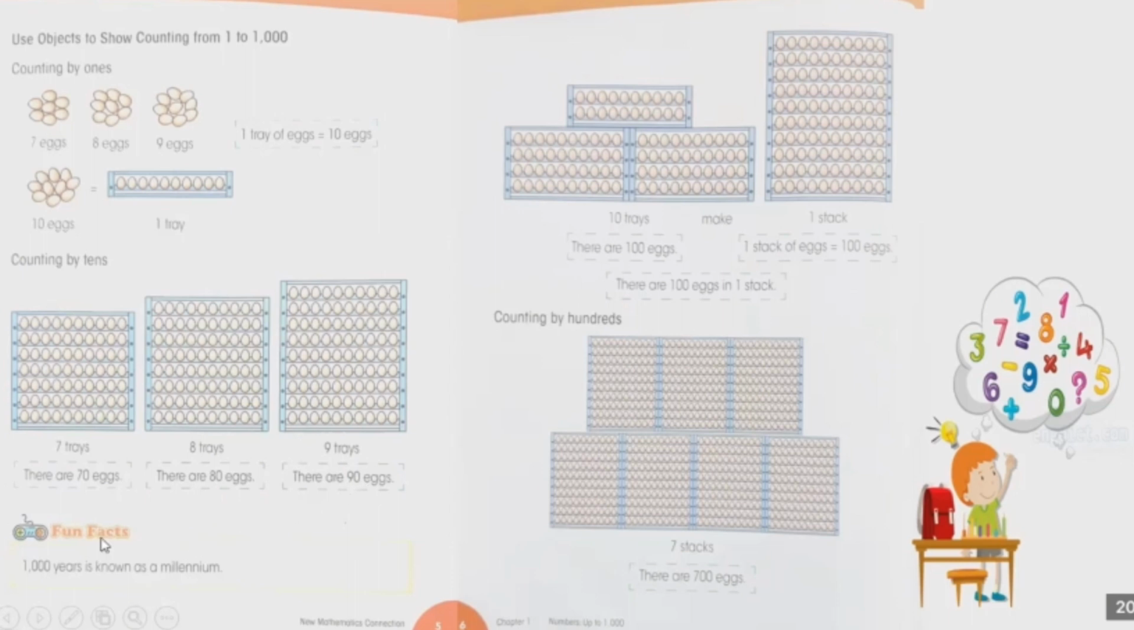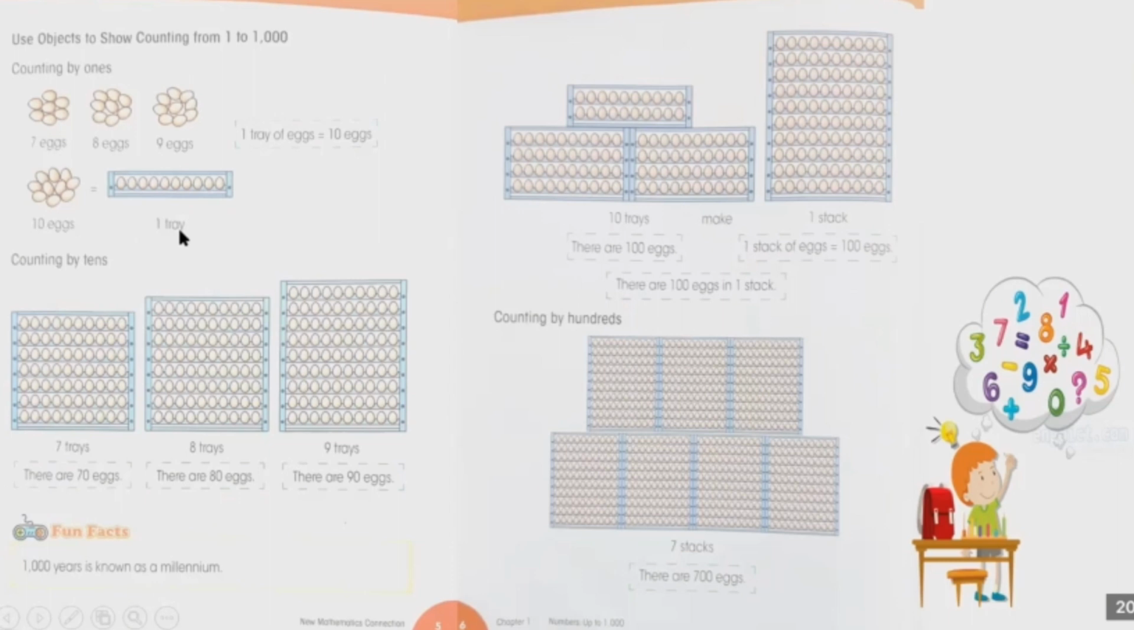Okay, so there is a fun fact here. It says 1000 years is known as a millennium. Now here we can see 2 trays here, another 4 trays here, another 4 trays here. So that is 2 and 4 and 4. That is equal to 10 trays. It says that 10 trays make 1 stack. 10 trays, 1 stack.